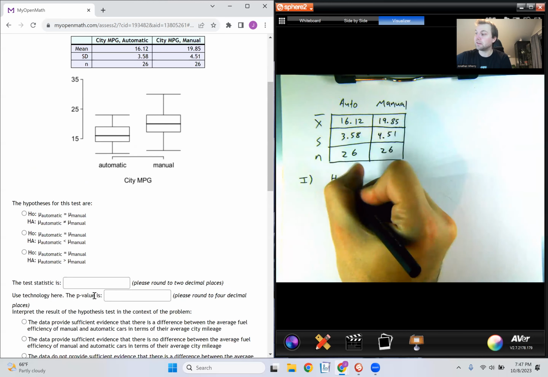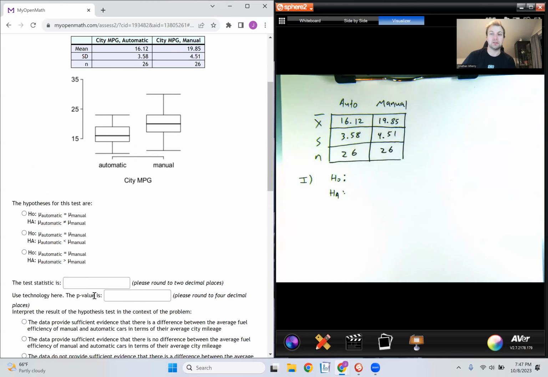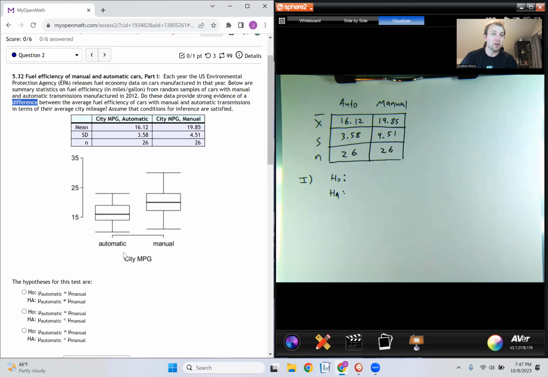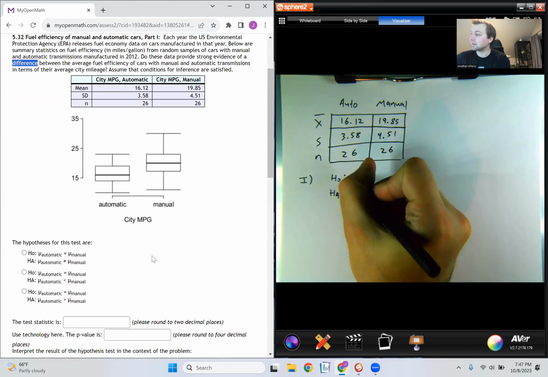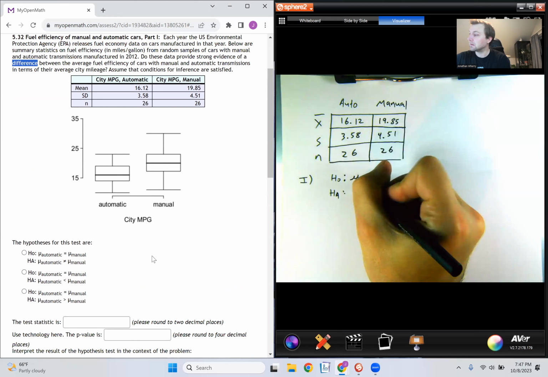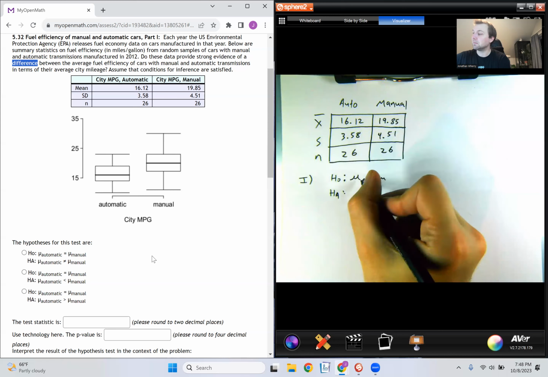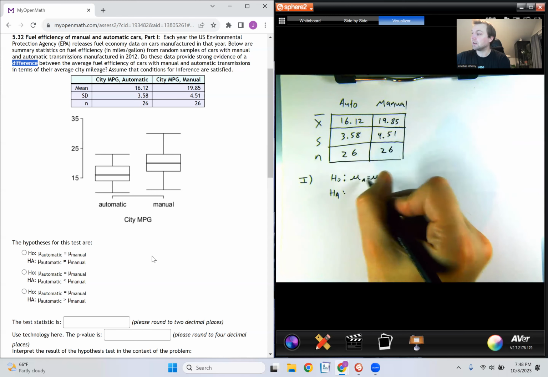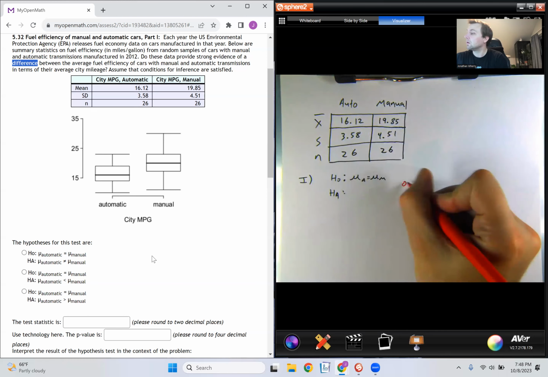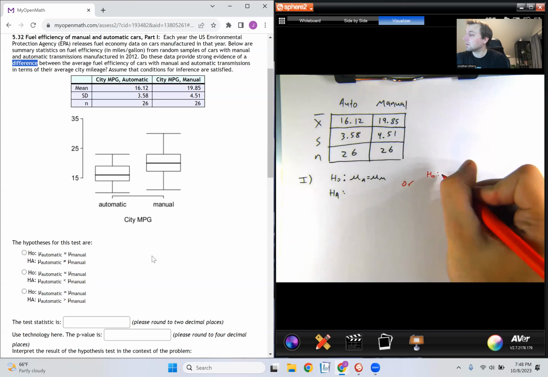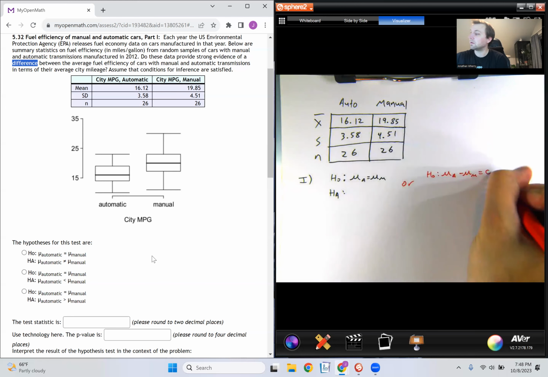We'll write down our hypotheses here, and then we will switch to just the overhead for a while so we can see things better. We are testing for a difference between automatic and manual. Your null hypothesis when you're comparing two averages is going to be that your averages are equal. And you could write that as average for the automatic is equal to the average for manual, or if you wanted, you could write that as average for automatic minus manual is equal to 0.